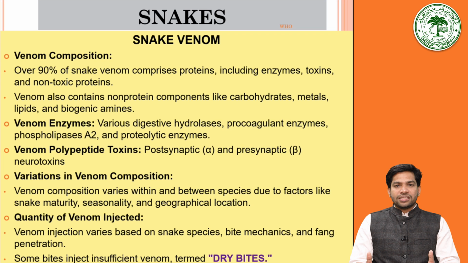Venom composition can vary widely between snake species and even within the same species due to factors like age, season, and geographical location. This variation can influence the severity of the envenoming and the effectiveness of antivenom treatment. The amount of venom injected during a snake bite varies depending on factors such as the species of the snake, the mechanism of the bite, and the size of the snake.